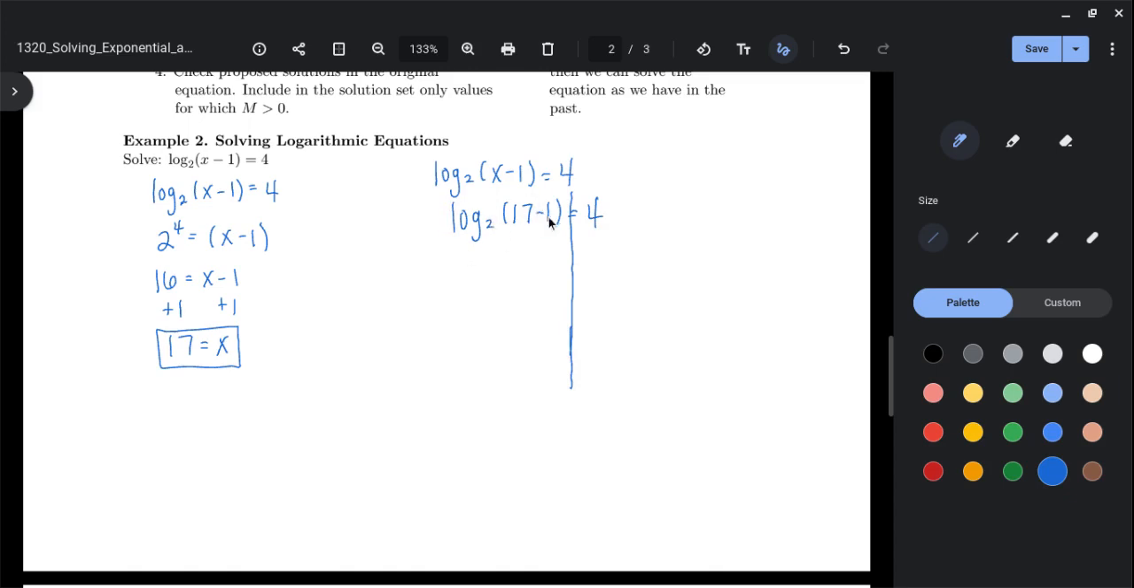So we can evaluate 17 minus 1 is 16. And then we know that log base 2 of 16 is the same thing as thinking of this problem as 2 to what power gets us 16. And in this case, this is going to be 4. So we get a true statement. Therefore, x equals 17 is our solution.